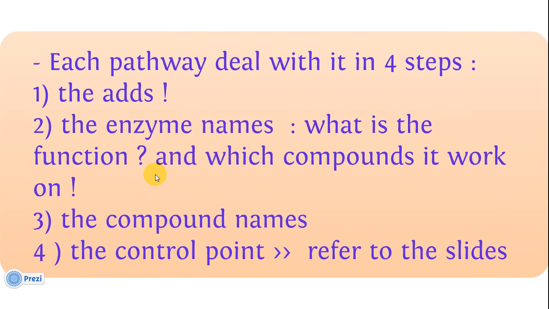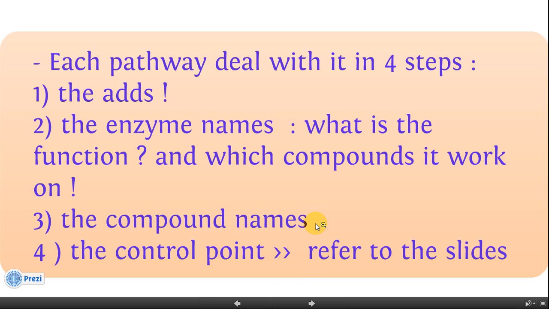The second is the enzyme names, what is the function? Remember the rules. I said that each enzyme name is from 2 parts. The first part is regarding the compound that the enzyme works on, and the second part is regarding the function of the enzyme. We will see it in a second also. And the third thing that you can deal with in the pathways is the compound name. If you remember the enzyme name, or you know the enzyme function, you will know the compound name very easily. And I will show it to you.